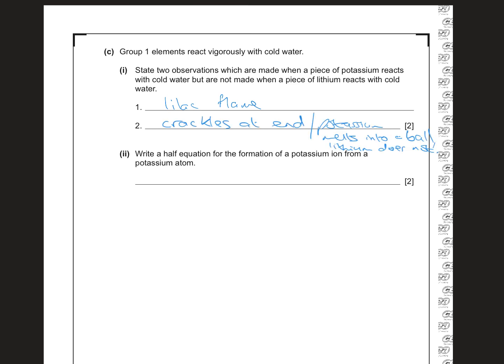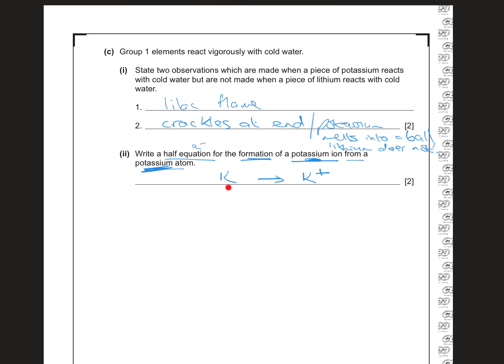Part 2: a half equation for the formation of a potassium ion from a potassium atom. For this type, remember, half equation means there are electrons present. Start off by looking at how it's worded. The formation, so that's the arrow. Formation of a potassium ion, so this is going to be on the right hand side. A potassium ion is K+. And now it's from a potassium atom, so this is going to be on the left hand side.